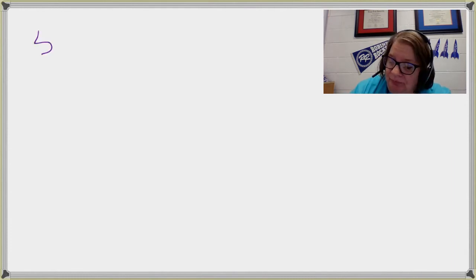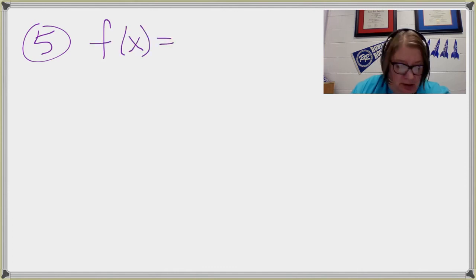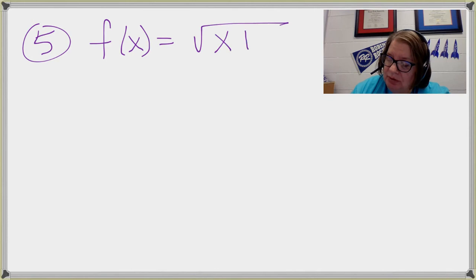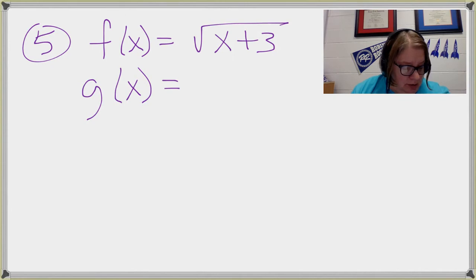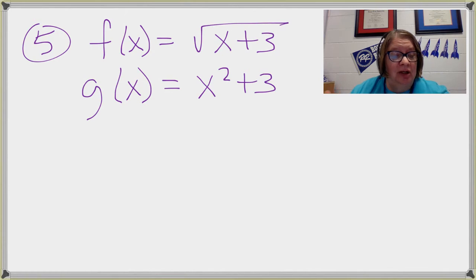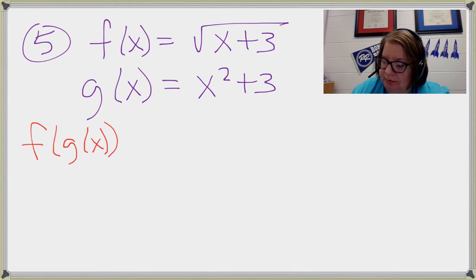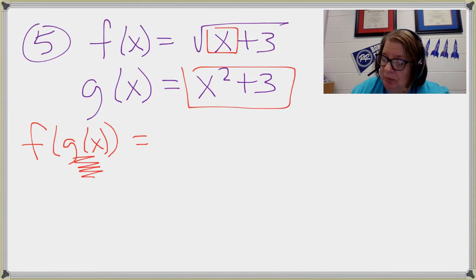Look at number 5. Number 5 has f of x equals the square root of x plus 3. g of x equals x squared plus 3. Again, the directions say determine if f of x and g of x are inverse functions. So I'm going to use composition of functions, and I'm going to find f of g of x. I'm going to take this g of x and use it to replace that variable in function f.